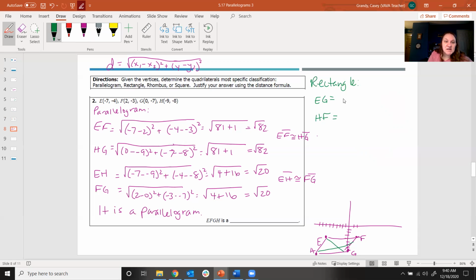So EG will be the square root of -7 minus 0 squared, -4 minus -7 squared. I ran out of space. So this becomes 49 plus 9. So I get the square root of 58.